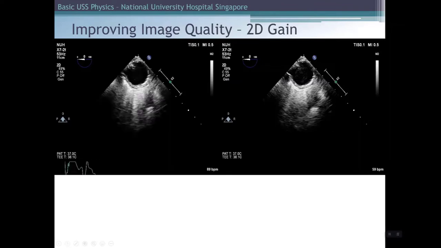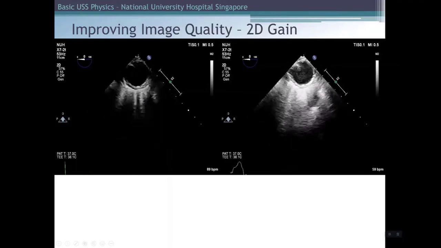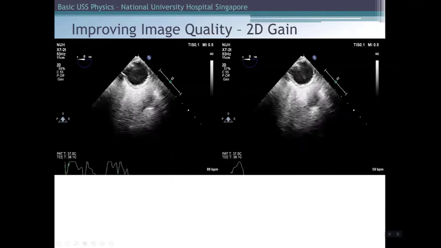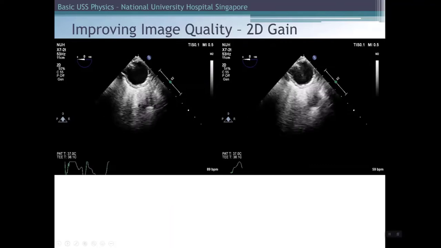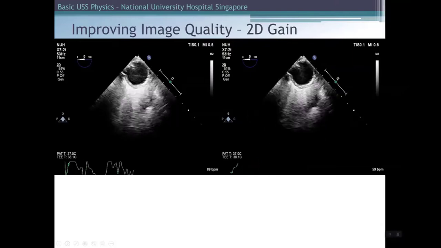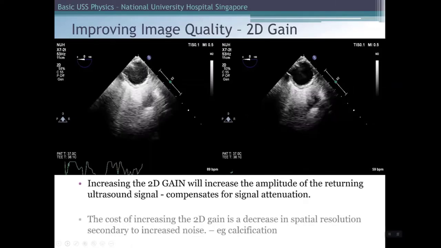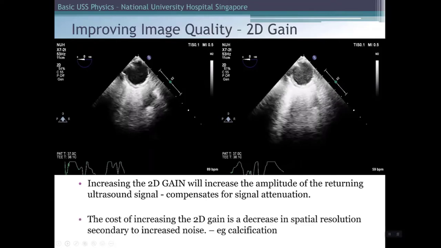Increasing gain has the effect of amplifying the returning echoes. Gain should be adjusted so that blood or fluid-filled spaces appear black without any gray. The drawback of too much gain is a loss of spatial resolution of the tissues being imaged. The image on the left has the correct amount of gain applied. The image on the right has too much gain. The fluid-filled spaces appear gray and there is decreased spatial resolution of the tissues.